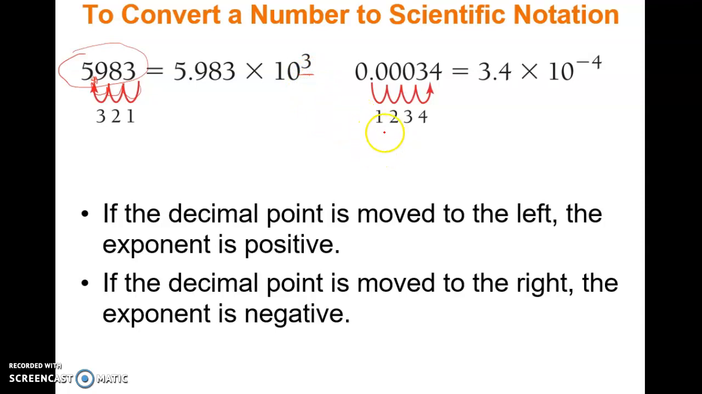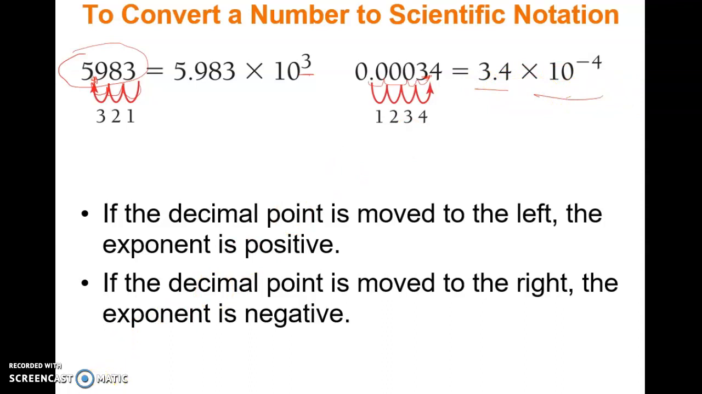This one here, we have a number that is less than 1. Okay, so our decimal is right here. We need to move it to after the first non-zero digit. So we have 1, 2, 3, 4 places. Since I moved the decimal to the right, I'm going to have a negative exponent, but also we know that that number is less than 1. And so that also means that you're going to have a negative exponent. The answer becomes 3.4 times 10 to the negative 4.